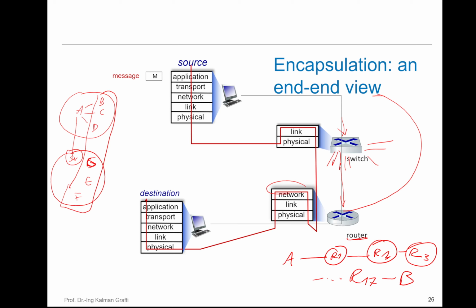And finally, when the message is arriving at B, it is passed on through the various layers. Every layer checks, am I really the addressed node? And if yes, then I further pass it on upwards. And then the message M is unpacked at the destination process B.